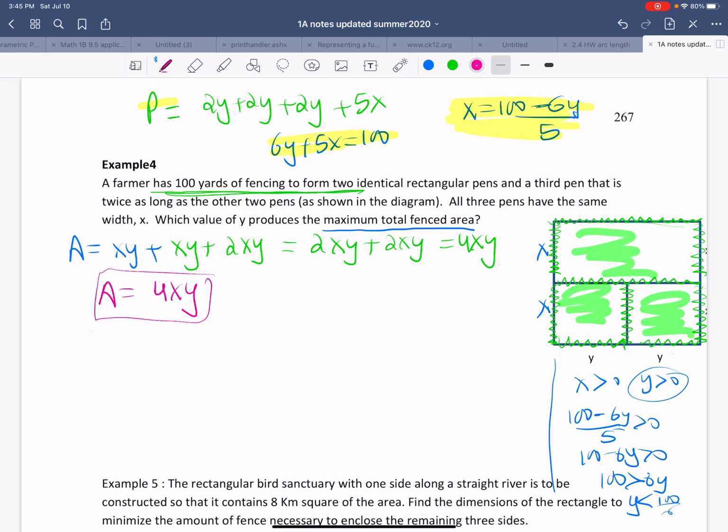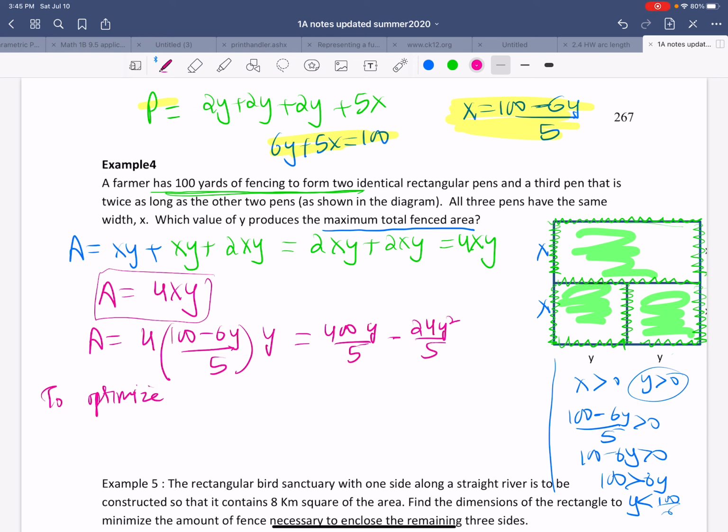So now I can say the area A is equal to 4 times x, which is (100 minus 6y) over 5, times y, which turns out to be, let's go ahead and distribute. That's going to be 400y over 5 minus 4 times 6 is 24, y squared over 5.